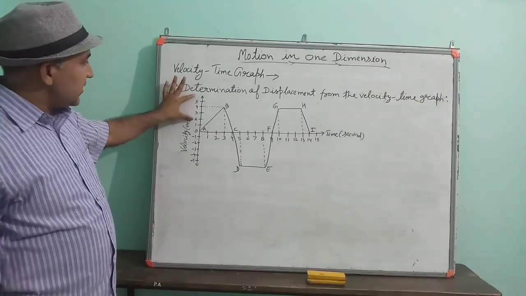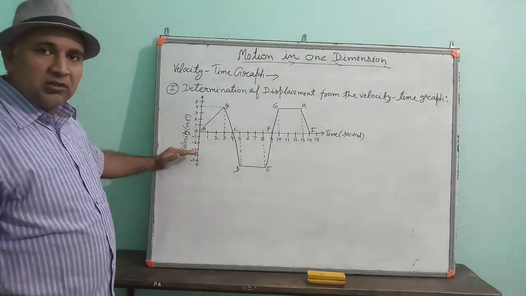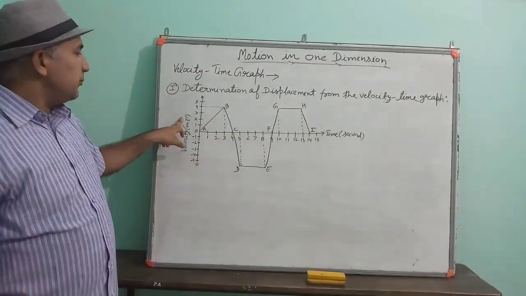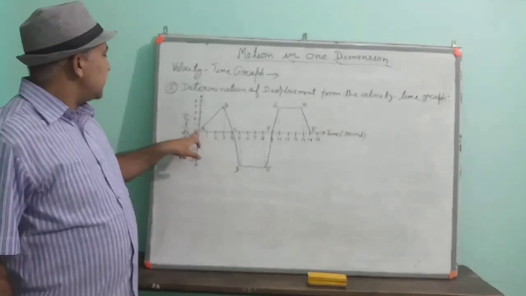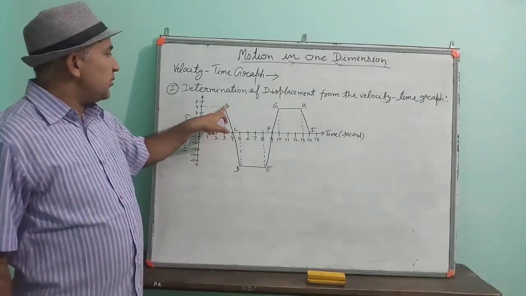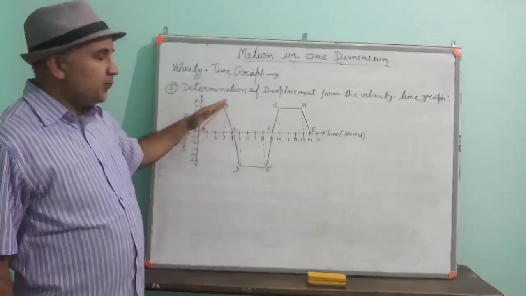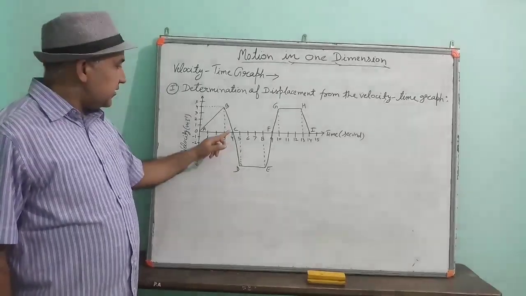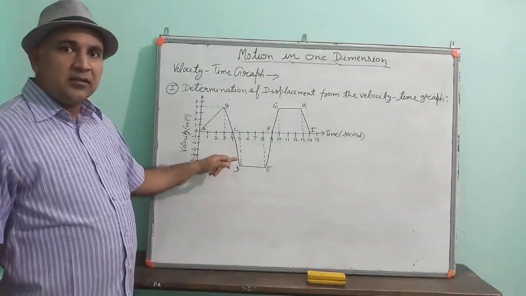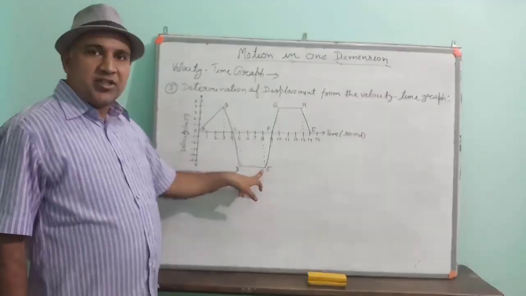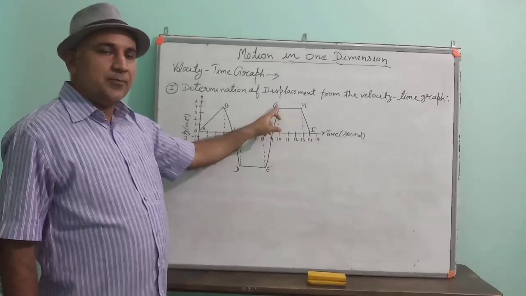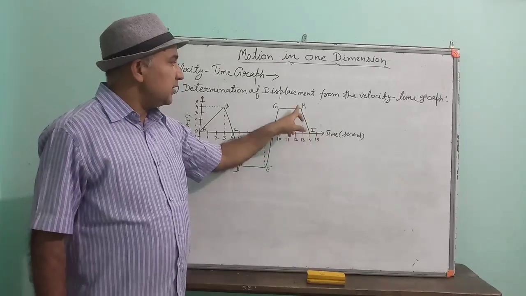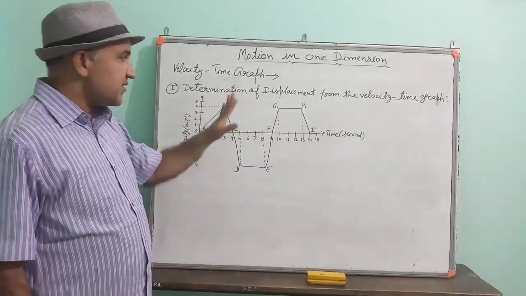Positive velocity is on the y-axis upwards, negative velocity downwards. The x-axis denotes time, in seconds, and velocity is in meters per second. The object starts from point A and reaches point B, where the velocity is increasing. From B to C the velocity is decreasing. After that, from C to D, it is negative velocity. Then from D to E, velocity is constant, and then it reaches G. At G again the velocity is constant till H, and from H to I the velocity is decreasing. So this is the graph.